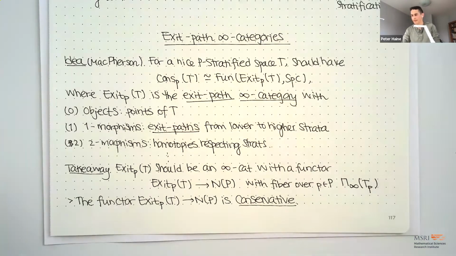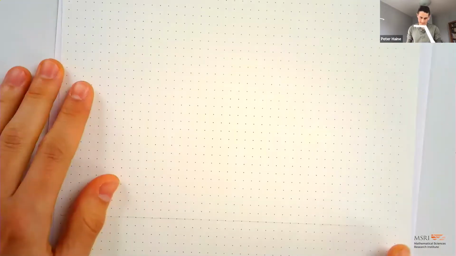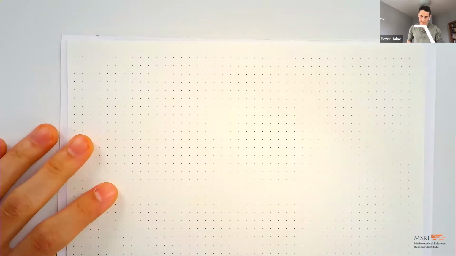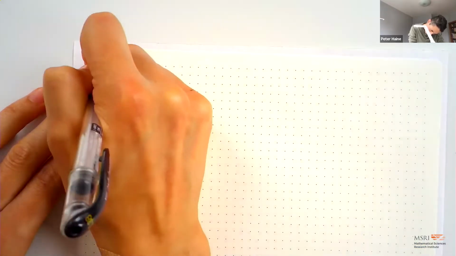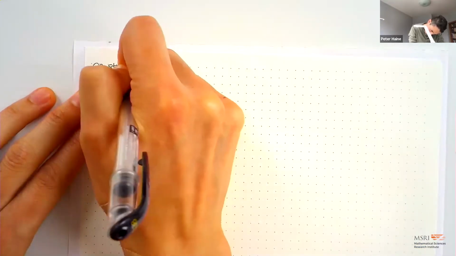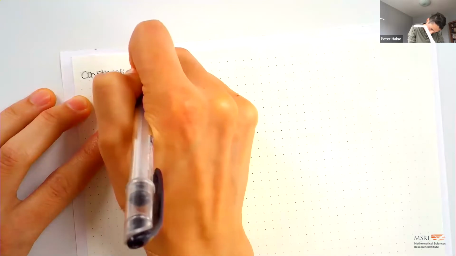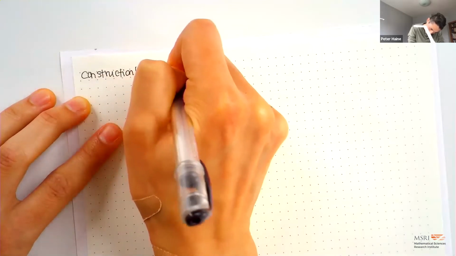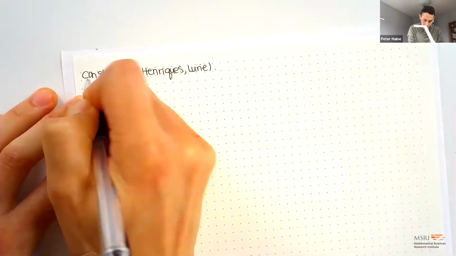Okay, this is the idea, but the construction is going to be a little bit more difficult than in the usual setting. Nonetheless, we have a candidate construction for this. Let me explain how this works. So here's a construction. I think this goes back, maybe even further, but as far as I know, to Andre Enriquez and Jacob Lurie. So P will be a poset.